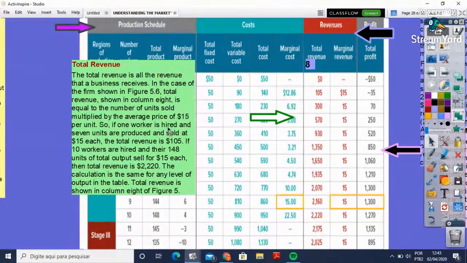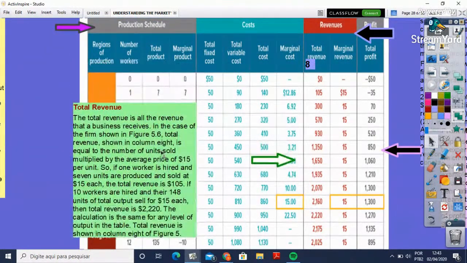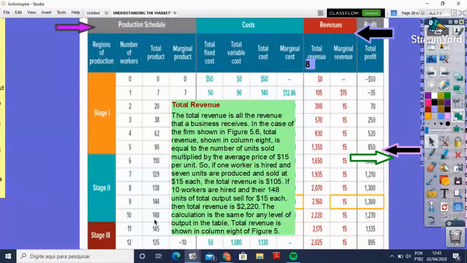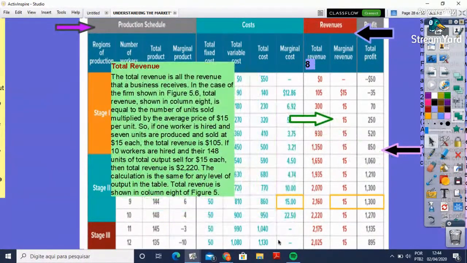So if one worker is hired and 7 units are produced, here I have my worker. 7 units are produced at the price of 15. What is my total revenue here? My total revenue is 105. If 10 workers are hired and there were 148 units, let's go here, 10, my total output at 15 each. The total revenue will be 2,220. And the calculation is the same for any revenue.